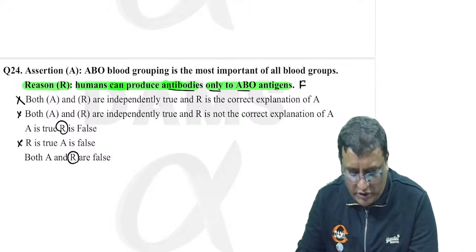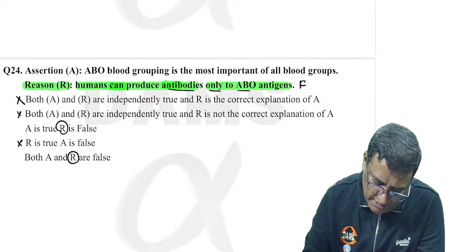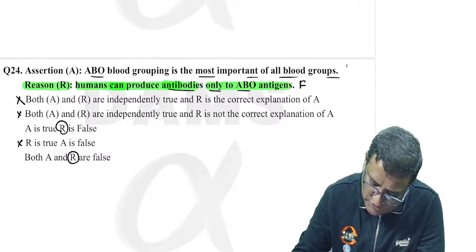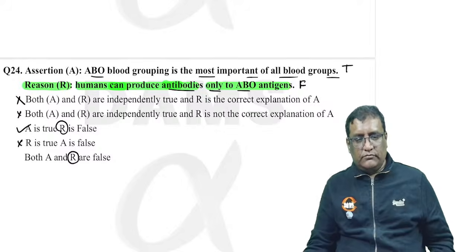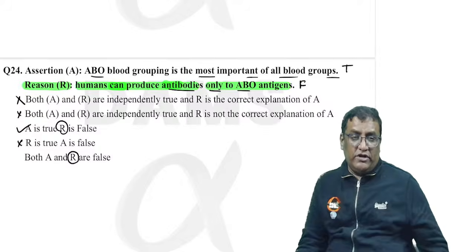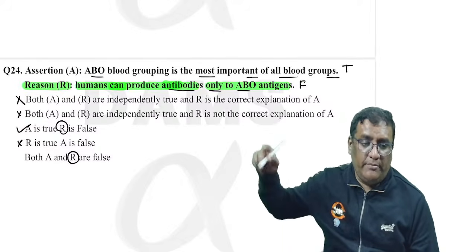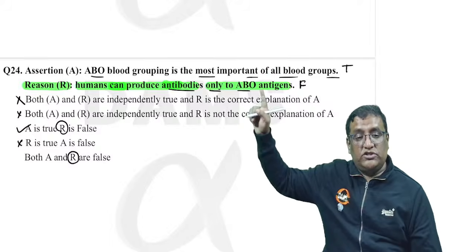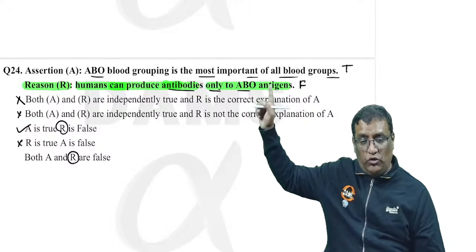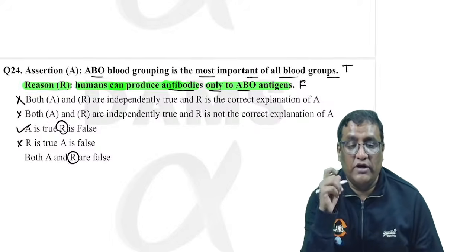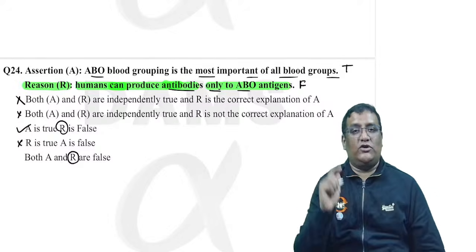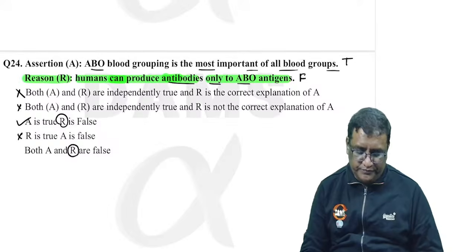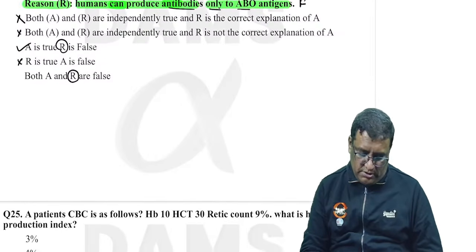Now I want to know whether A is true or false. ABO is the most important of all the blood groups. Answer is yes, that is a true statement. So A is true and R is false here. So ABO is most important. What is the correct explanation? Why is ABO the most important? Because humans have naturally occurring antibodies only to ABO antigen. The word written here is 'can produce antibodies only to ABO', and that is false. Naturally occurring antibodies are only to what? ABO. Right? Next.